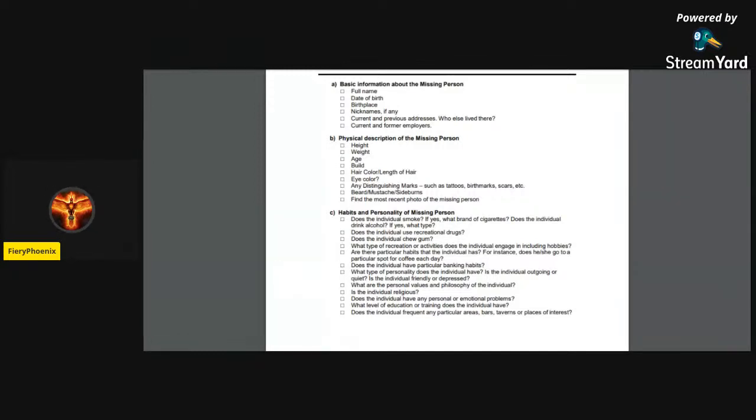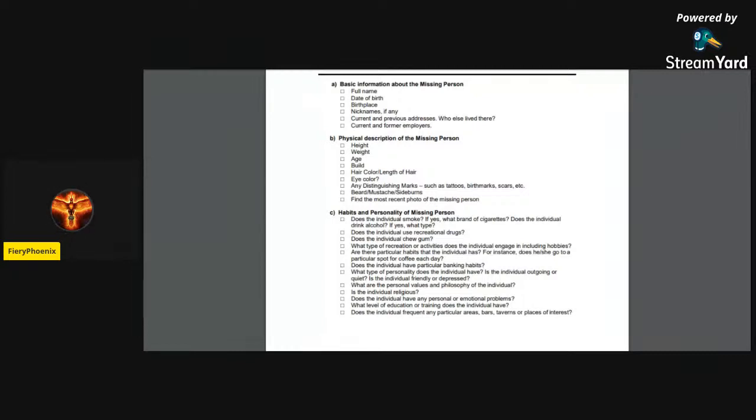Now, I mean, you can find the most recent picture. That's key right there. I mean, you could describe what they look like, but I'd rather give them a picture. A picture says this is what he looks like. This is what she looked like, and that way it could be on the poster.